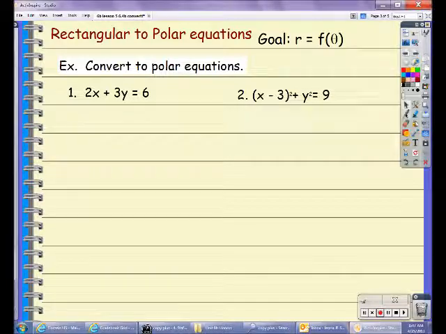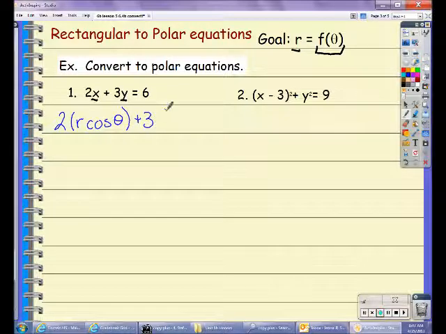So let's try a couple. Converting from rectangular to polar equations. Right now we have an x and a y. We want to change this into a polar equation of the form r equals some f of theta. So you want r by itself and theta to be your variable. We're going to use substitution first. 2 times, we know what x is equal to. x is equal to r cosine of theta, plus 3 times, we're going to substitute for y, r sine of theta, and that'll be equal to 6.